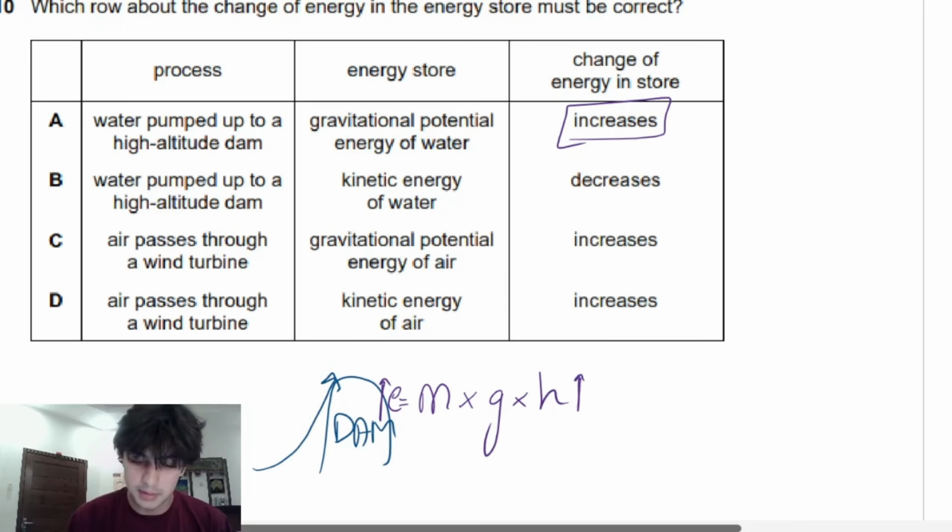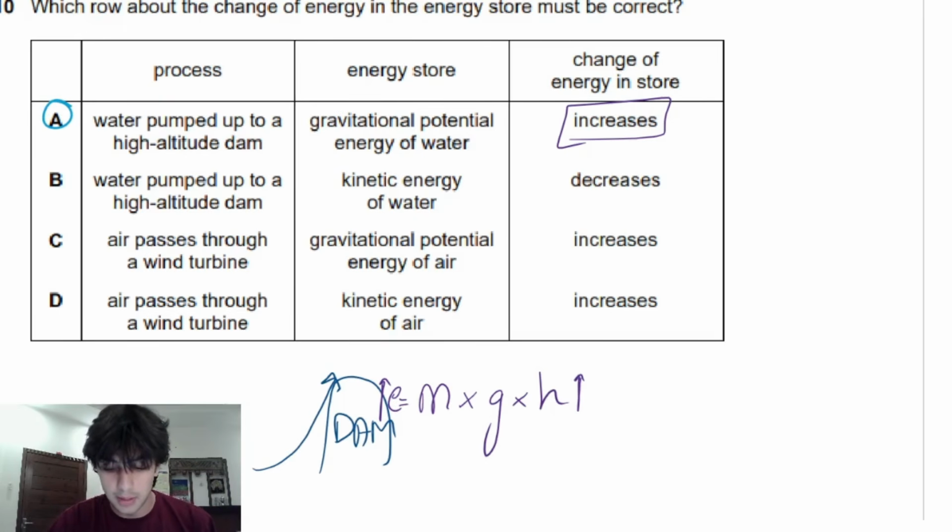However, दूसरे options भी देख लेते हैं. I'm gonna circle A for now. Water pumped up to a high altitude dam, इसमें kinetic energy decrease करेगी. Actually, this is not true because we don't know. Okay, speed शायद अगर बहुत तेजी से pump हो रहा है, then the kinetic store might be increasing. Kinetic store does not actually depend on the height, right? So yeah. अच्छा, anyways, हमारे पास air passes through a wind turbine, उससे GPE.